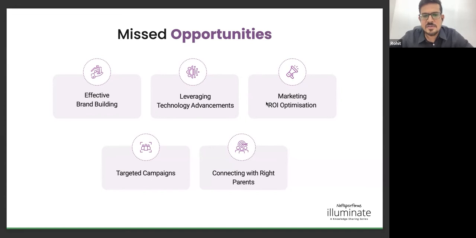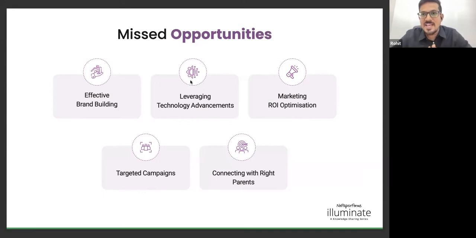You're right, Ritesh. So similarly, another opportunity that has been missed is probably leveraging technology advancements. A lot of repetitive tasks can be automated and streamlined with the use of technology. A lot of new information can be obtained using technology. A lot of cost cutting can be done using technology.